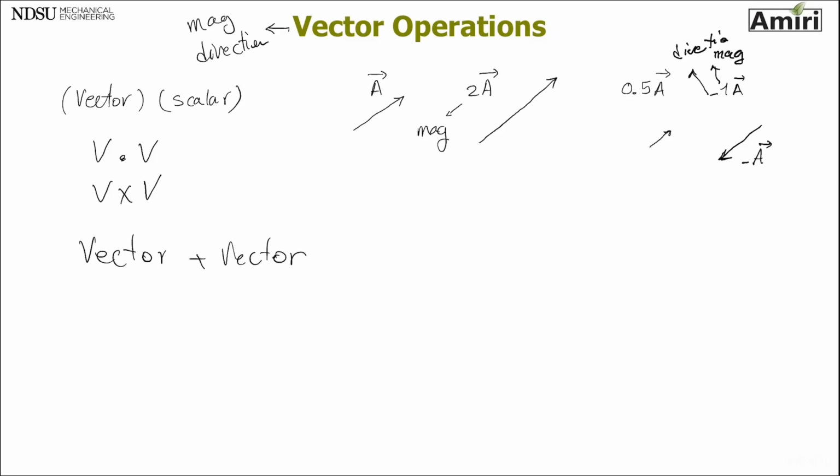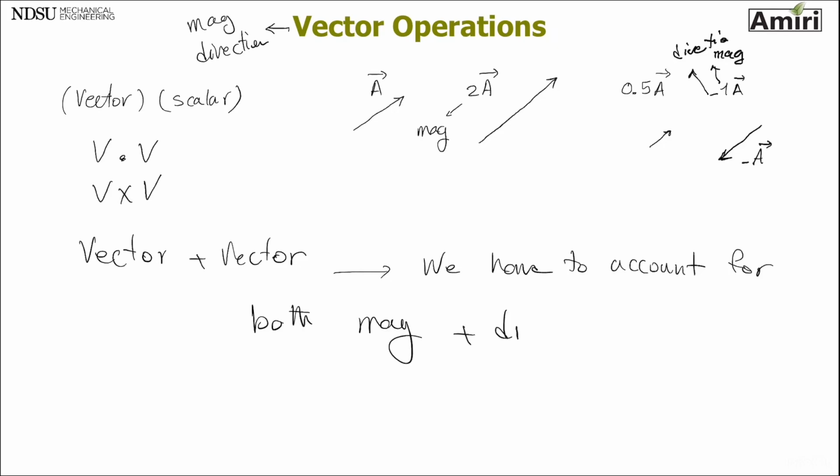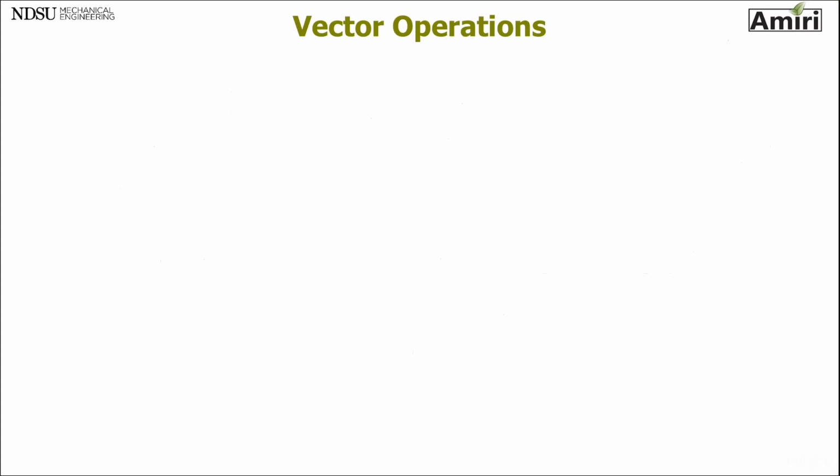A vector has a magnitude and direction, so we have to consider both of them. So we have to account for both magnitude and direction of those two vectors. So to do addition of vectors, we usually use two rules. The first one is called the parallelogram law of addition.